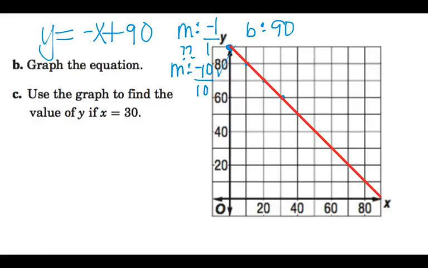Okay. So again, my intervals are not going by 1, so this will be very difficult. So I had to find an equivalent fraction or equivalent slope that would work with my graph. So for C, use the graph to find the value of y if x is 30. So here's 30. So if x is 30, y would be 60. Oops. Y would be 60 degrees. That's it.